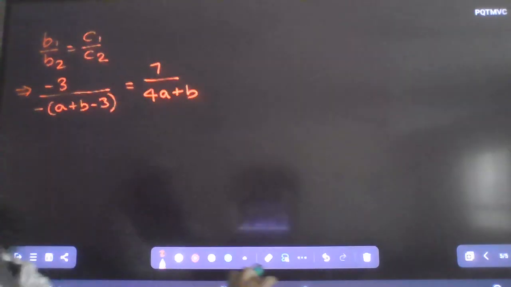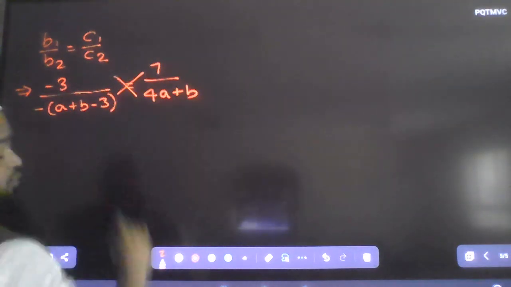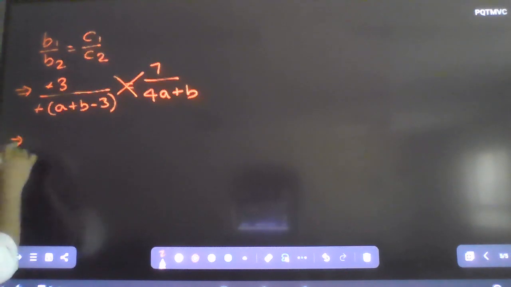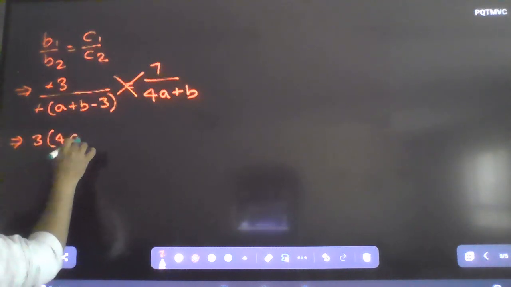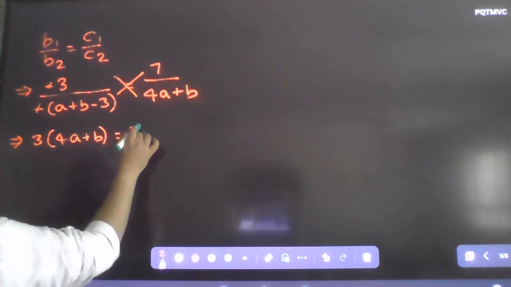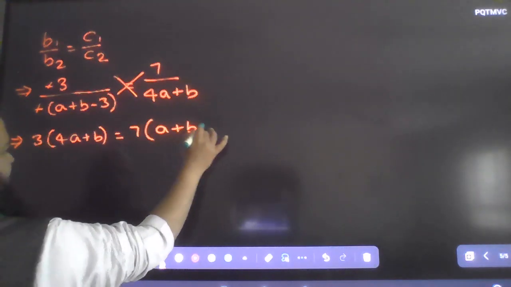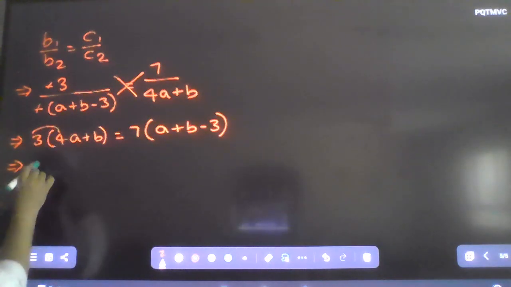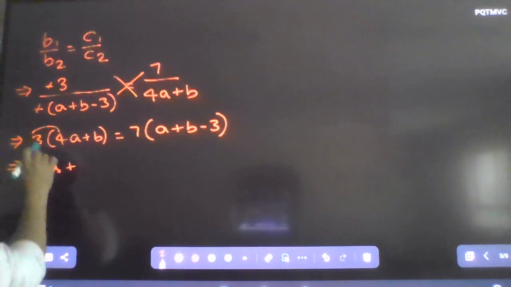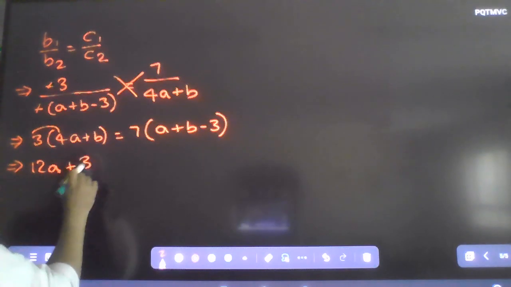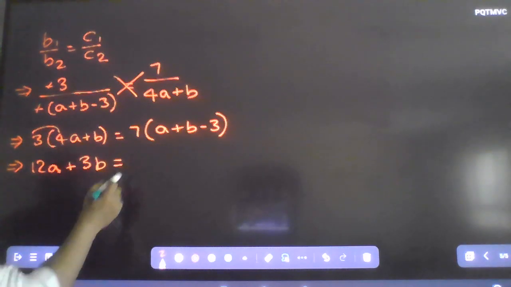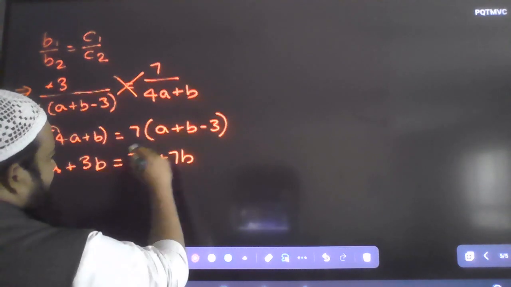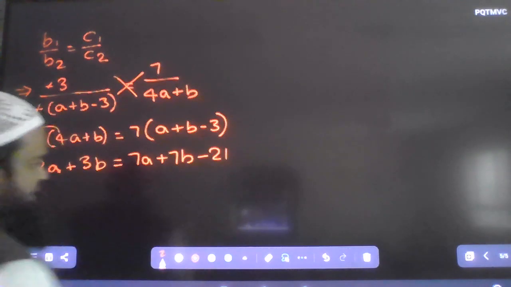Now transpose everything. Cross multiply. When you cross multiply, minus and minus get cancelled, so it will be 3 times 4A plus B equals 7 times A plus B minus 3. You can write it as 3 fours are 12A plus 3B equals 7 into A, 7A, 7 into B, 7B, and 7 into minus 3, minus 21.